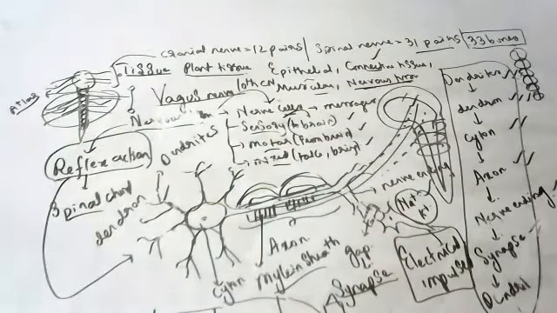This is about nervous tissue. I hope you all understood, children. This is exclusively about the nervous tissue. Anyone have any doubt? You can ask.